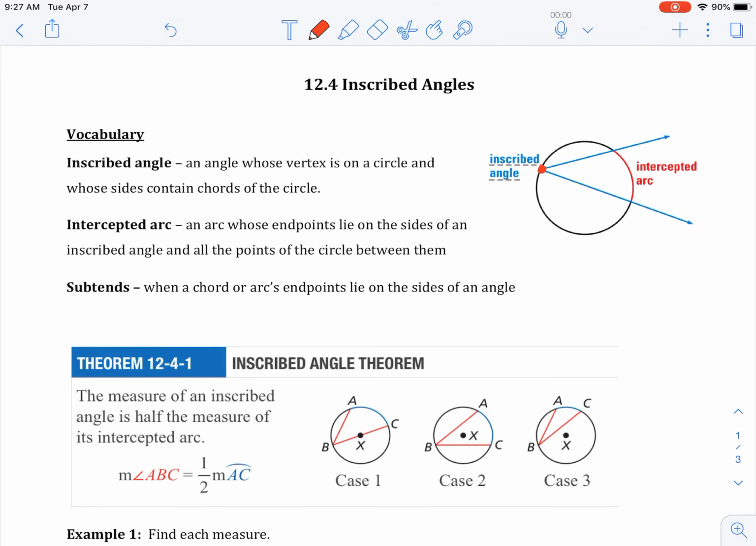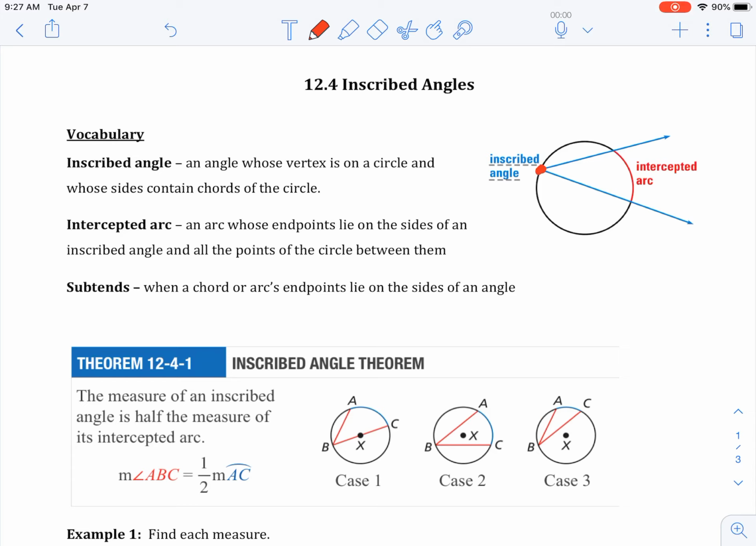All right, guys, today we're going to talk about inscribed angles. Inscribed angles are angles whose vertex is actually on the edge of the circle. If you look under the vocabulary, the way they describe it, an angle whose vertex is on the circle, I like that. But then it said, and whose sides contain chords of the circle. That's true, but I just think if you just focus on the fact that the vertex is actually on the circle, that would be enough.